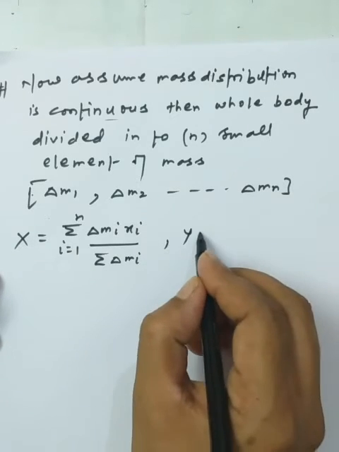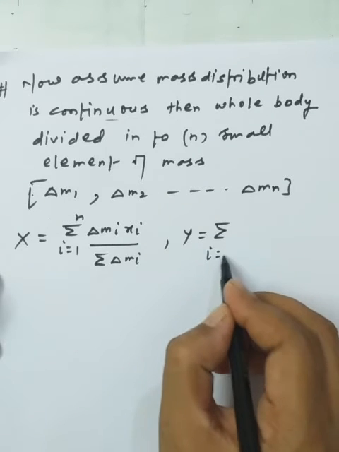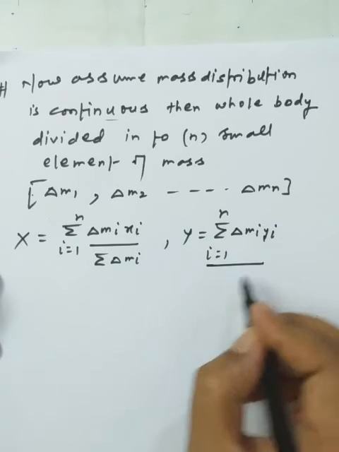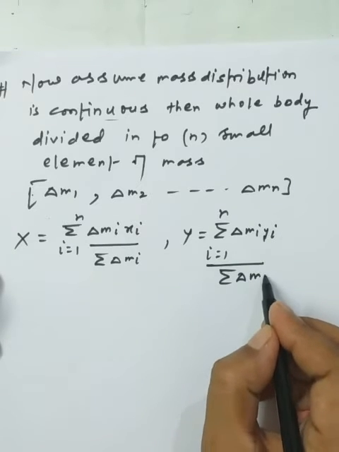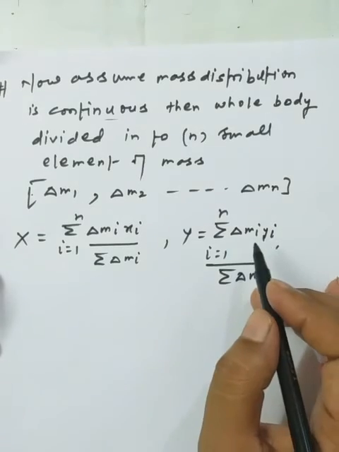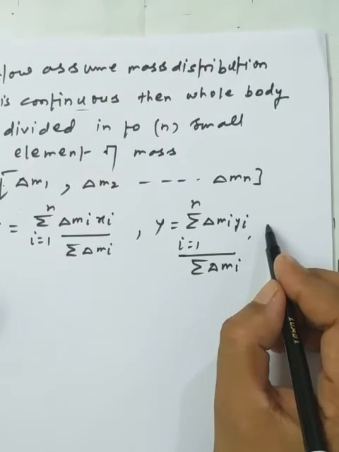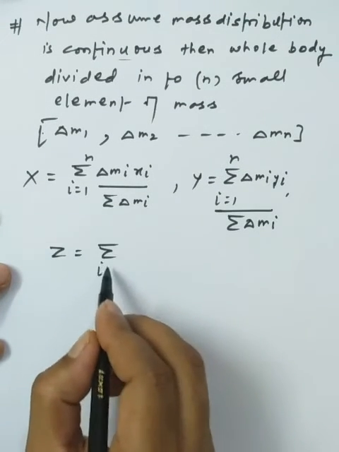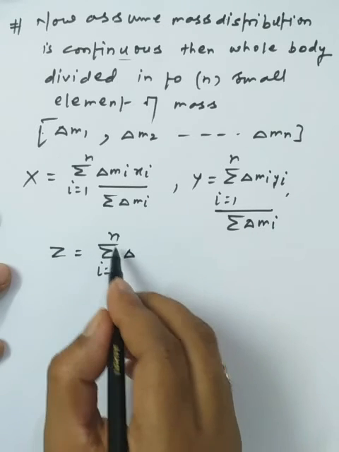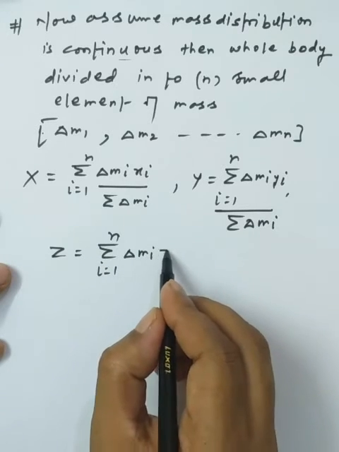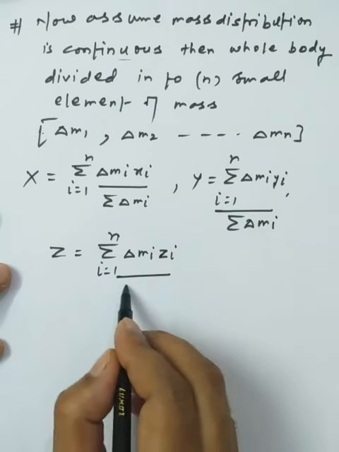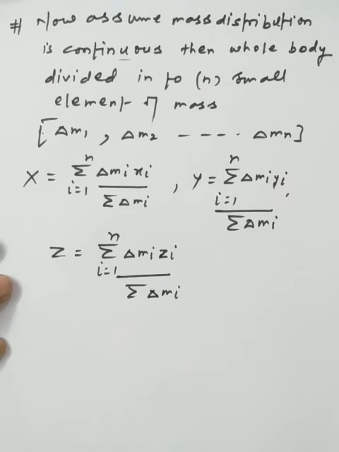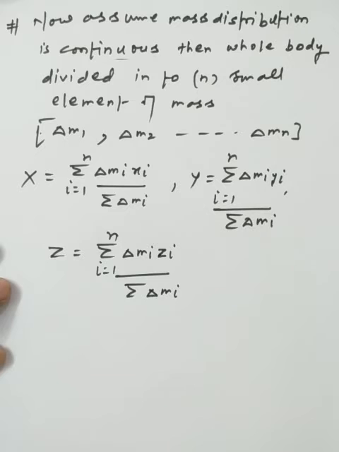In the same way we can write the y component as summation i = 1 to n of delta mi yi, divided by summation of delta mi. Similarly we have the explanation of the z coordinate also, so easily we can write that z is summation i = 1 to n of delta mi zi, divided by summation of delta mi. So these are the general representations, as we assume the mass distribution is continuous.